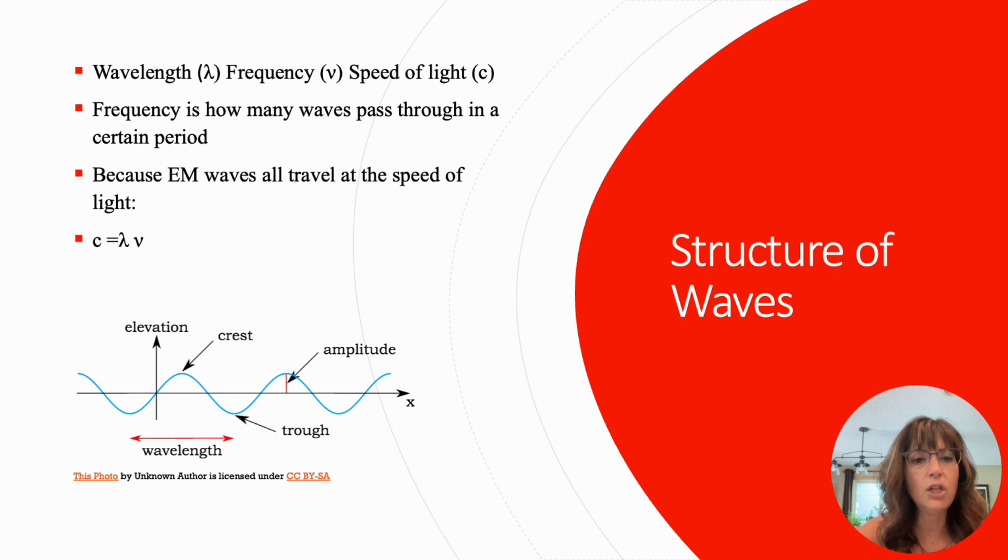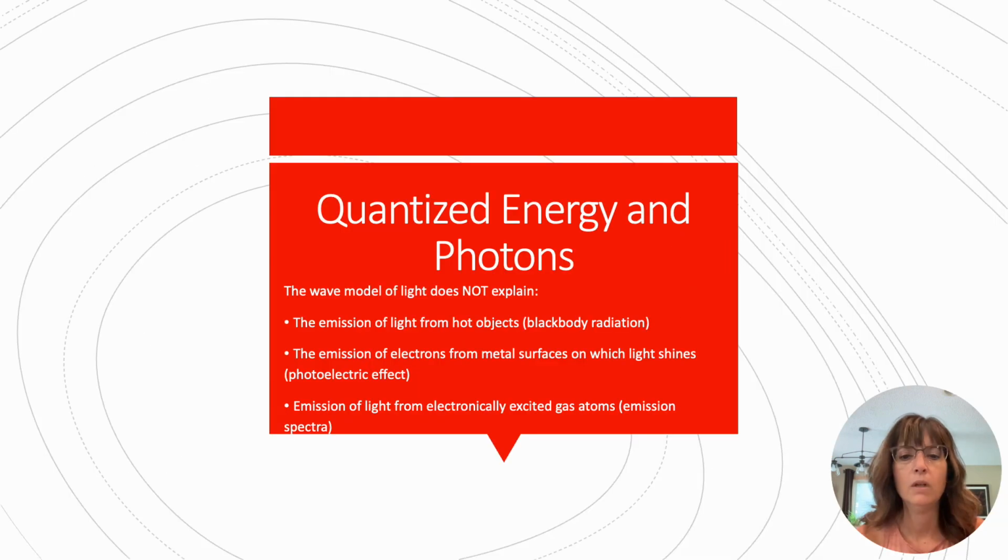The other thing you need to know is that frequency, I think we've already talked about that. Frequency is just how many waves pass through an area in a given period of time. And don't forget, all waves travel at the speed of light.